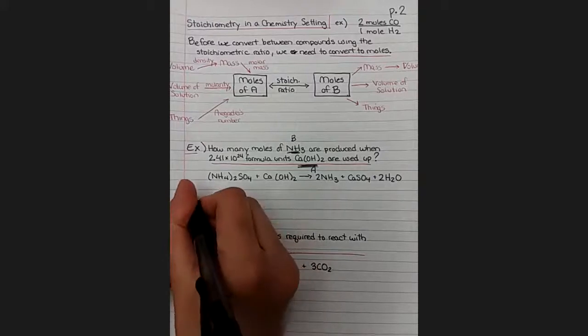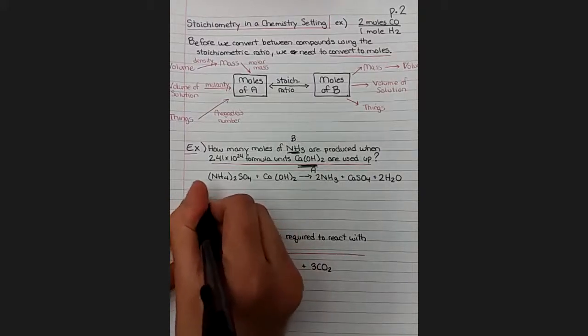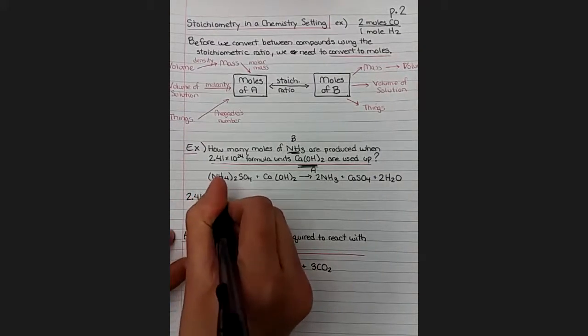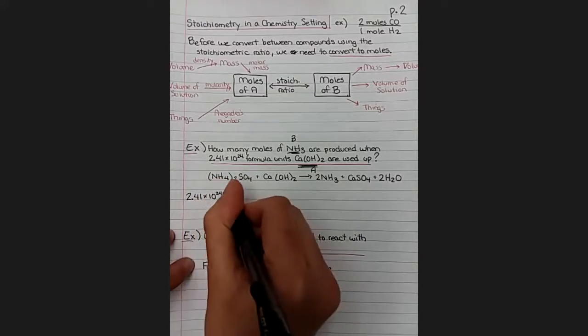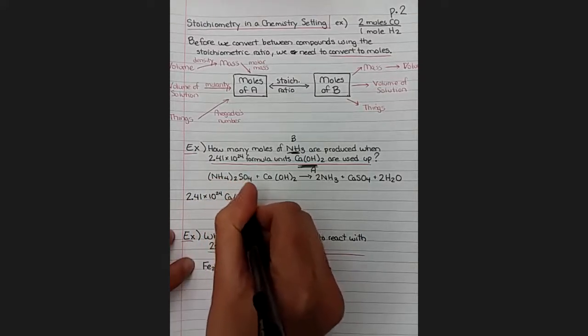So let's go ahead and set that up now that we have a plan. We'll start with the number of formula units of calcium hydroxide.